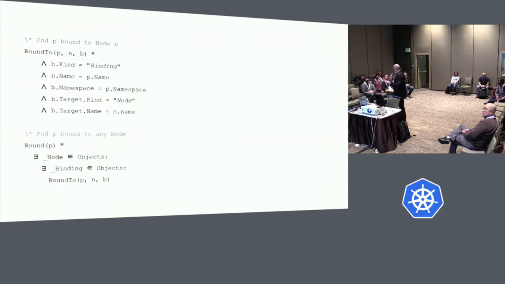So equipped with this knowledge of Kubernetes objects, we can now define that a pod P is assigned or bound to a node N via a binding B if and only if the binding's name equals the pod's name, the binding's namespace equals the pod's namespace, and the binding's target name equals the node's name. The existence of this binding signals to the kubelet on this node to execute this pod.